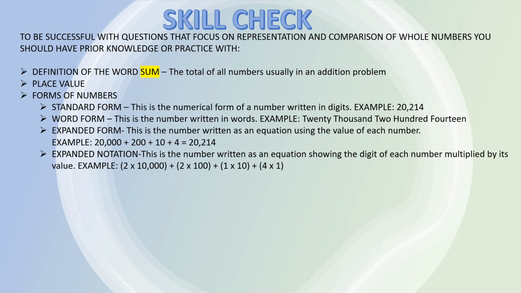Again, using the number 20,214, the first number is in the 10,000s place, so we write it as 2 times 10,000. There's no number in the thousands place, so we don't have to represent it in our equation. The number in the hundreds place is a 2, so we write that as 2 times 100. The number that's in the tens place is a 1, so we write that as 1 times 10. And the number that's in the ones place is a 4, so we write that as 4 times 1.